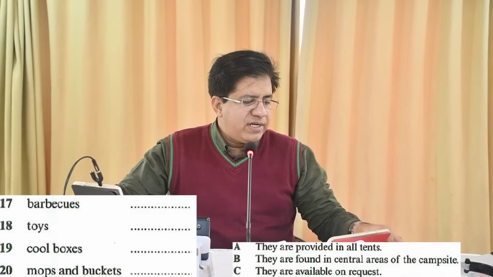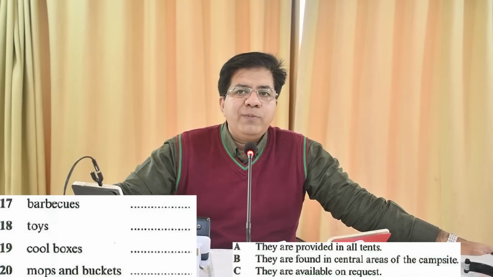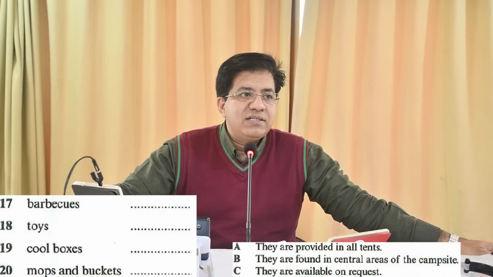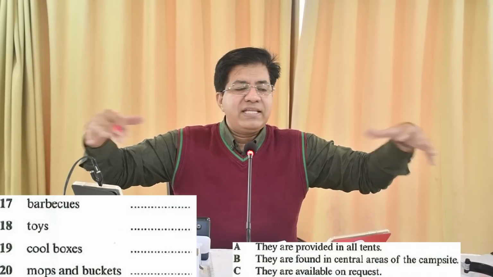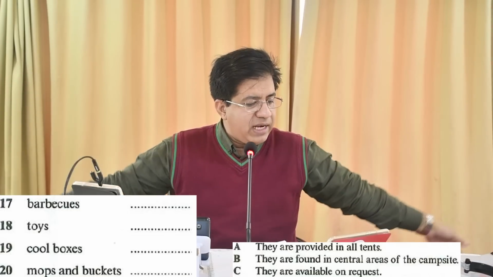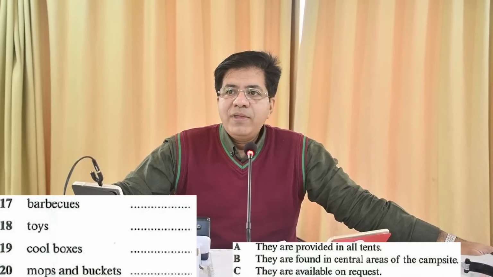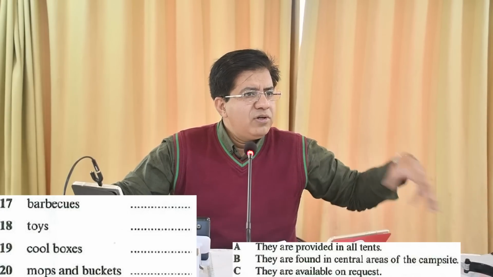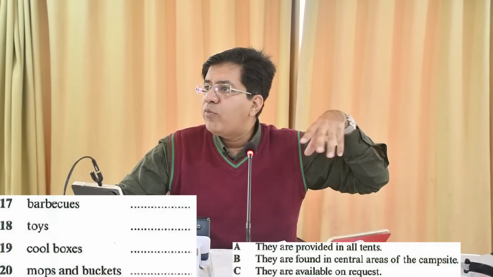Now, what does the speaker say? A, they are provided in the tents. Underline provided in the tents. Option B, found in central areas. Just underline that. Found in central areas means the center area of that campsite. And option C, available on request. For example, you go to a hotel and you need an extra pillow. What will you do? You'll request them and they will provide you. You need an extra mattress. You request them and they will provide you, right?